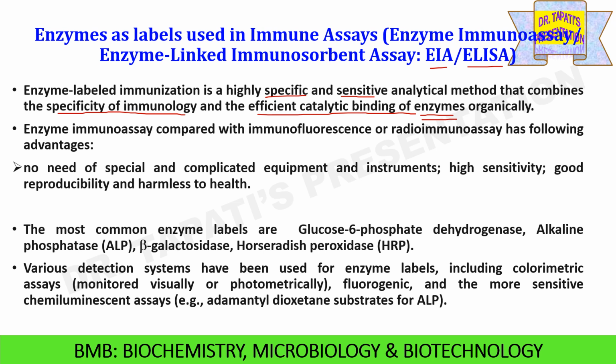Enzyme immunoassay compared with immunofluorescence or radioimmunoassay has the following advantages: no need of special and complicated equipment and instruments, high sensitivity, good reproducibility, and harmless to health. The most common enzyme labels are glucose 6-phosphate dehydrogenase, alkaline phosphatase or ALP, beta galactosidase, and horseradish peroxidase enzyme. Various detection techniques have been used for enzyme labels, including colorimetric assays, fluorogenic assays, and more sensitive chemiluminescent assays.